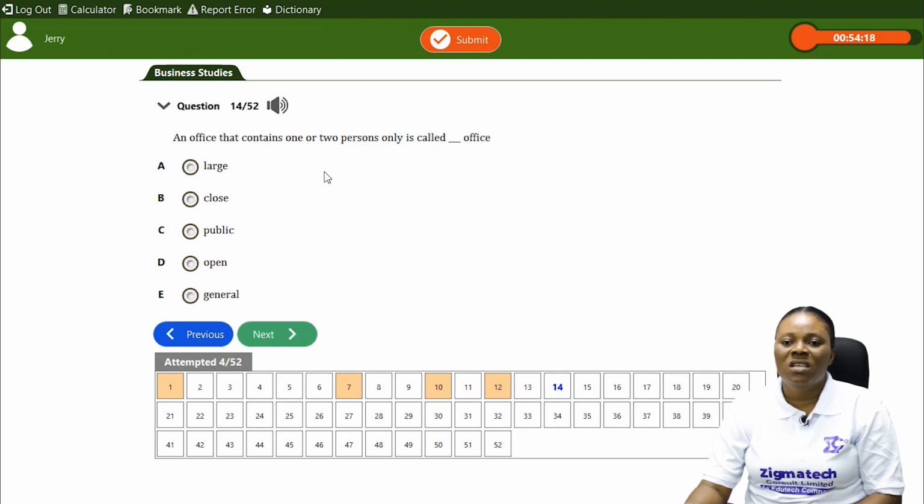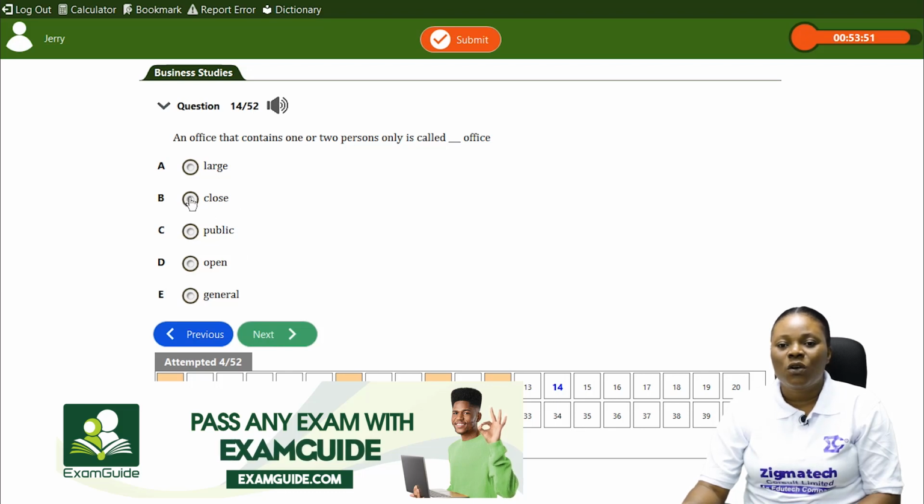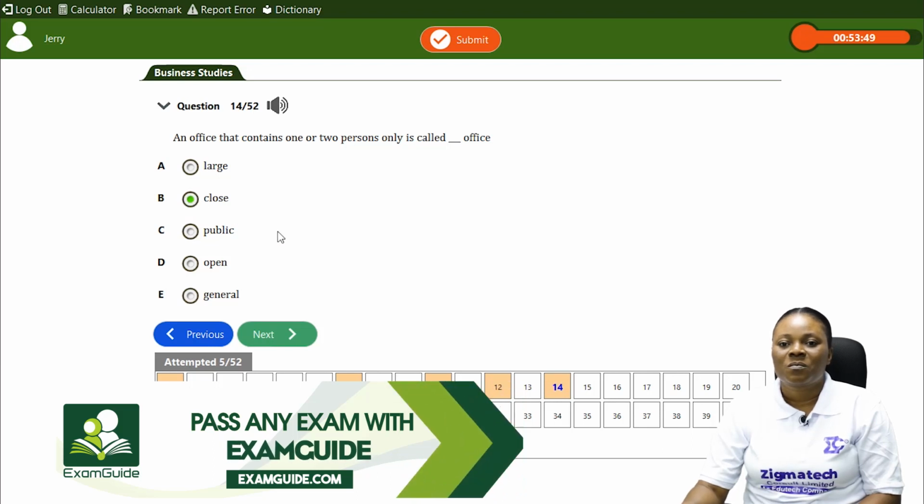An office that contains 1 to 2 persons. Is it a large office? No. Is it a closed office? Is it a public office? Is it an open office? Is it a general office? Looking at the options here, it's not a large office. A large office contains more than that. The answer here is closed office.